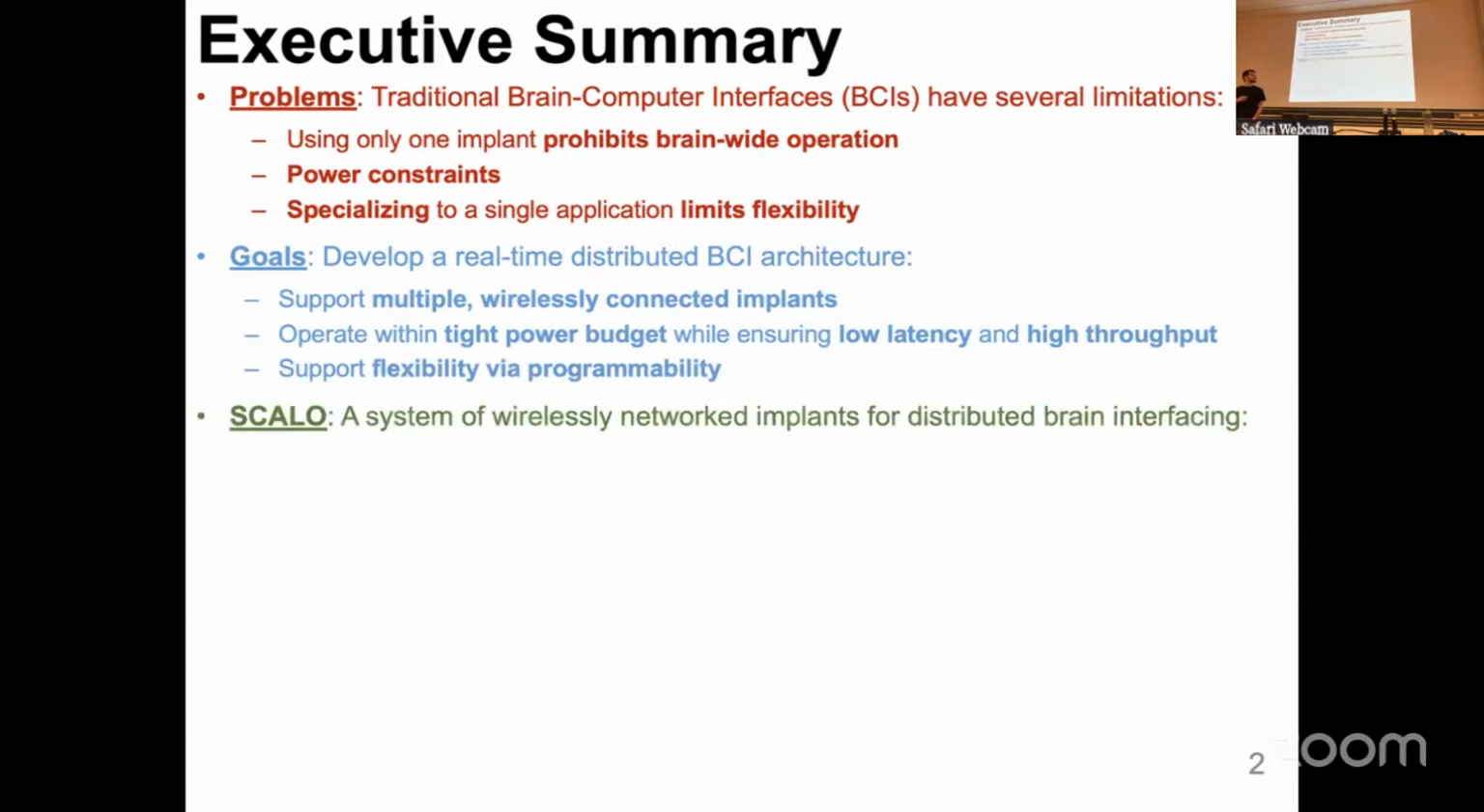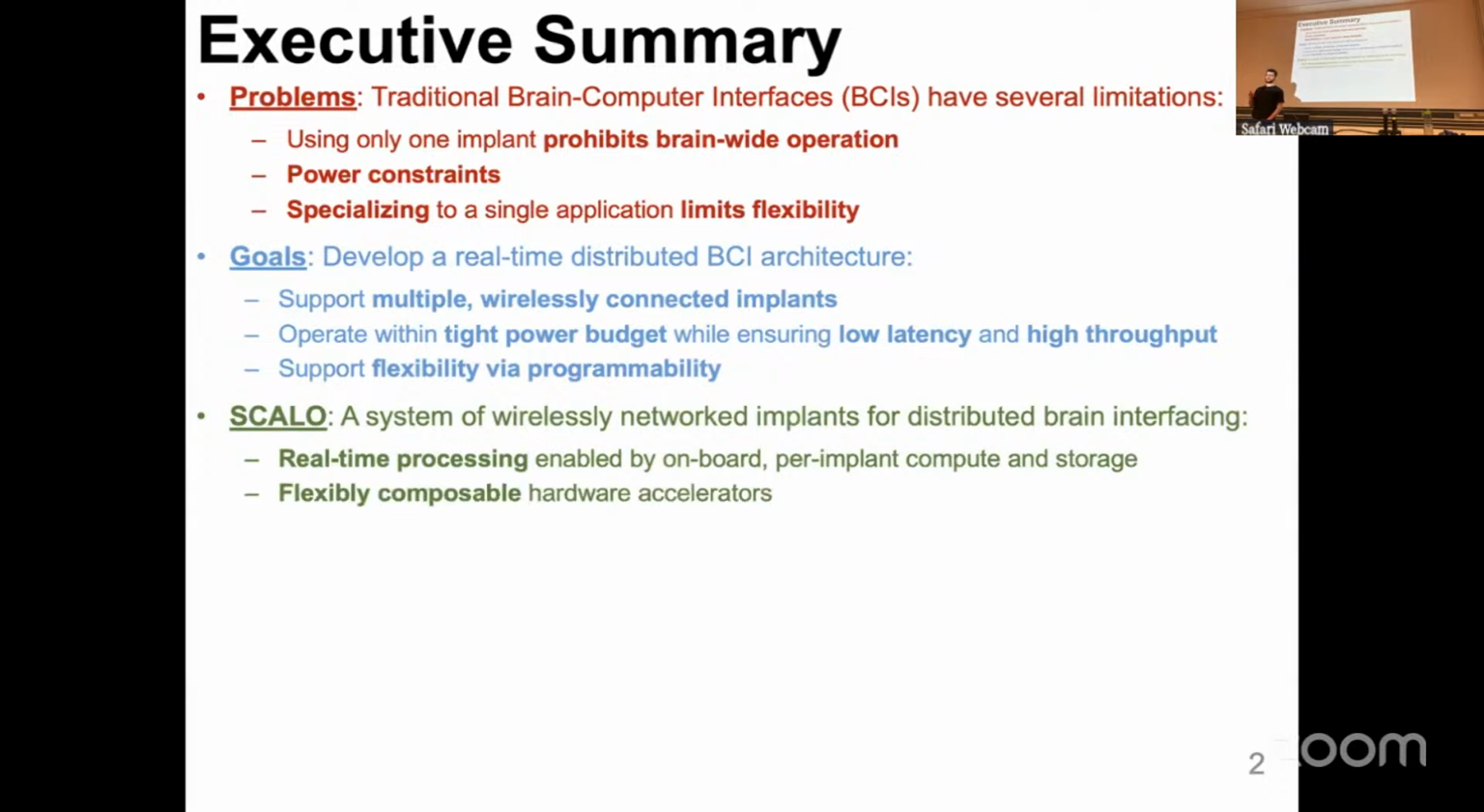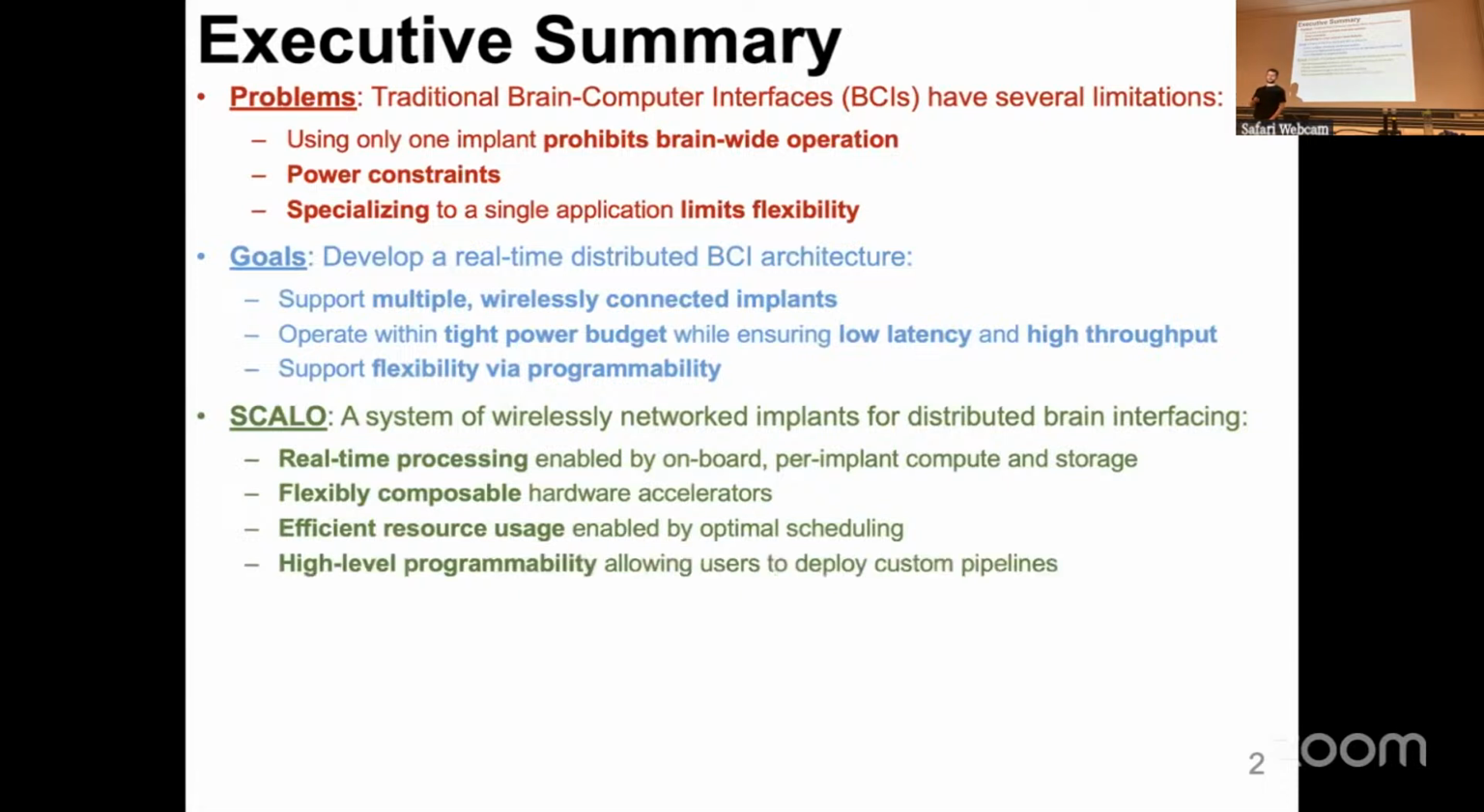And for this, the authors present SCALO, a system of wirelessly networked implants for distributed brain interfacing. SCALO provides real-time processing enabled by onboard, per implant, compute and storage, flexibly composable hardware accelerators, efficient resource usage enabled by optimal scheduling, and high-level programmability, allowing users to deploy custom pipelines and algorithms.